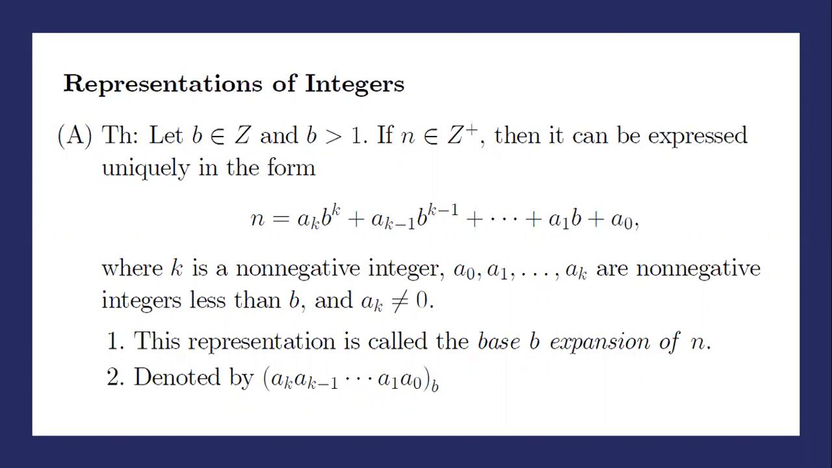Let b be an integer with b greater than 1. If n is a positive integer, it can be expressed uniquely in the form n equals a sub k b to the k, all the way down to a sub 1 b to the 1 plus a sub 0, where k is a non-negative integer, a0 through ak are non-negative integers less than b, and a sub k is not equal to 0. This representation is called the base b expansion of n, denoted as follows there in part 2.